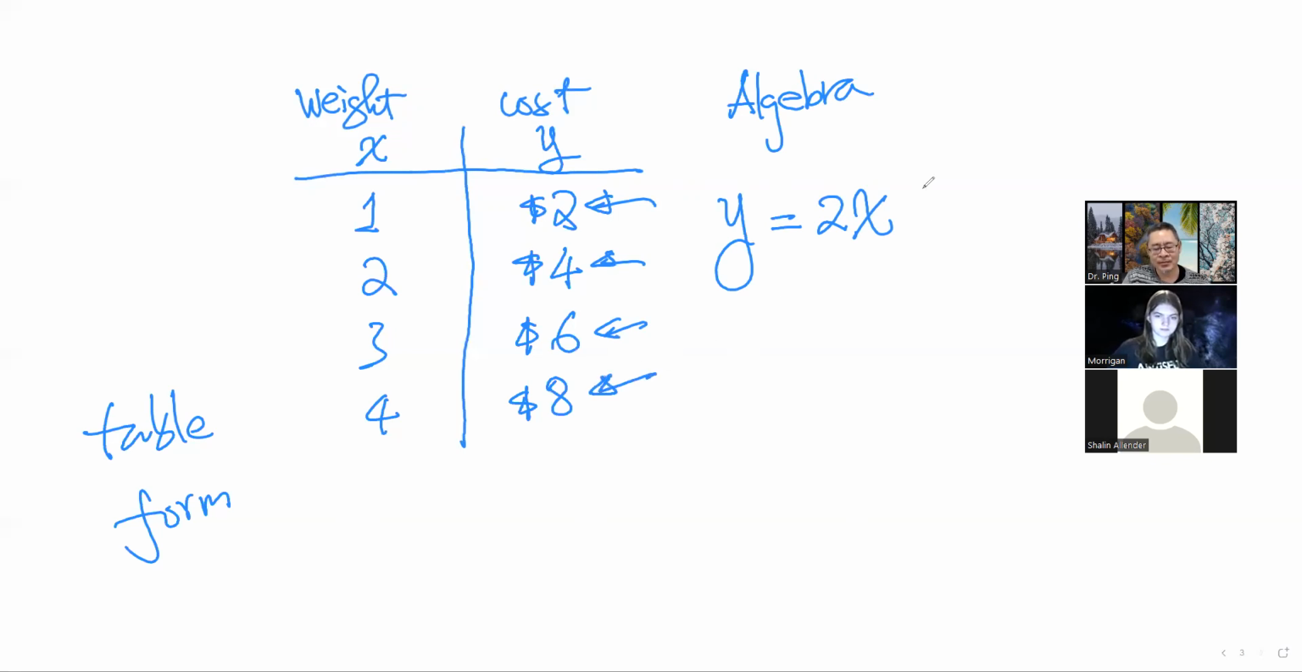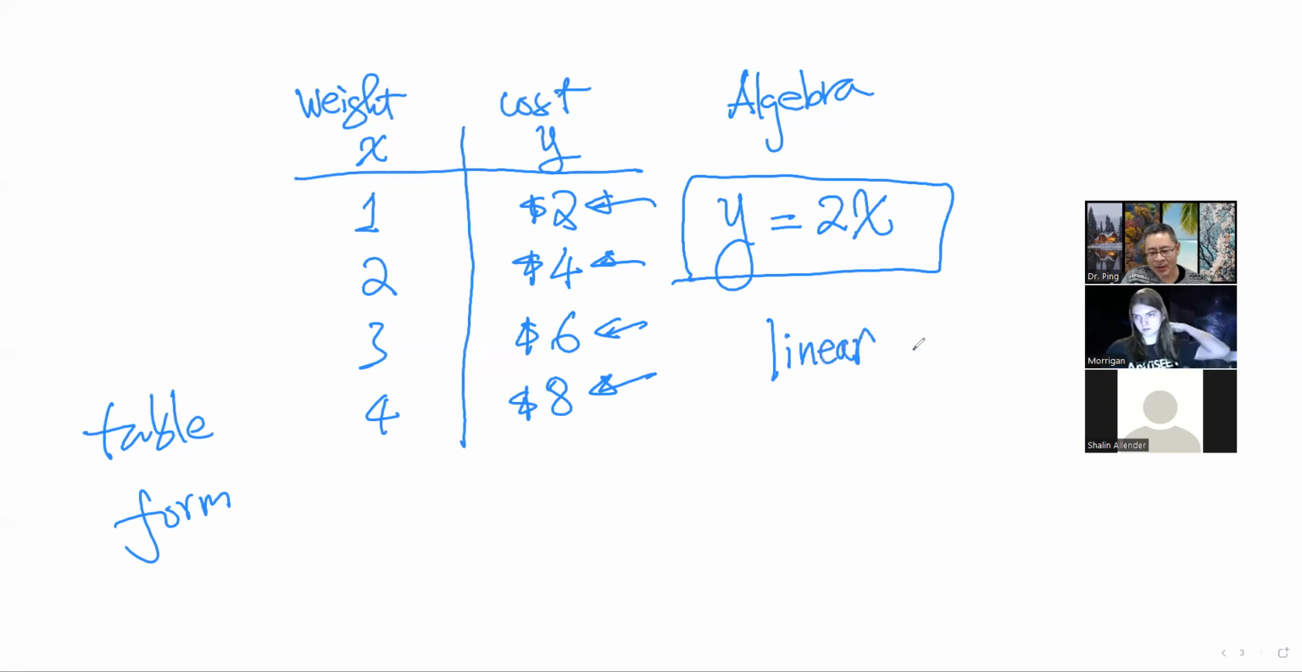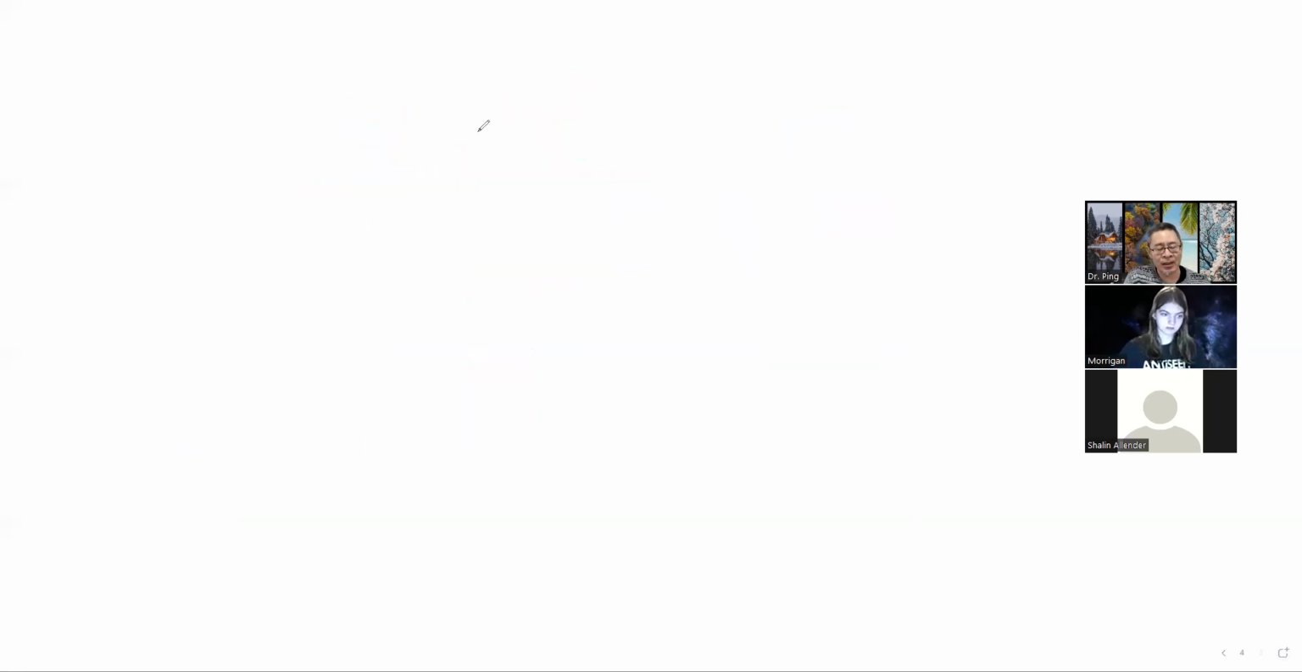Good? So this is our simplest function, and this is something we call a linear function. And later you'll understand why we call that the linear function. Good? Okay. So now the function, once you have that, you basically know the relationship between the input and output.